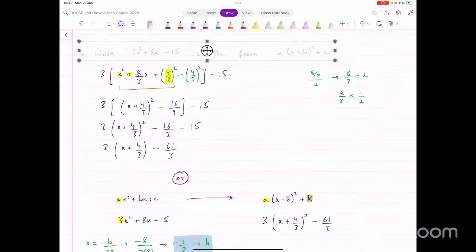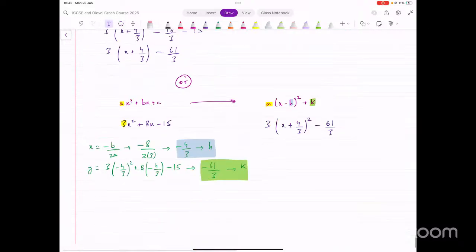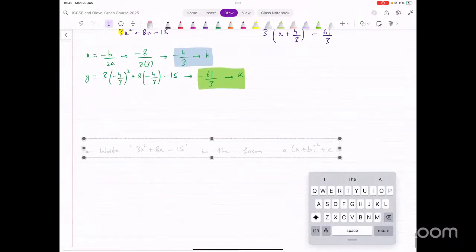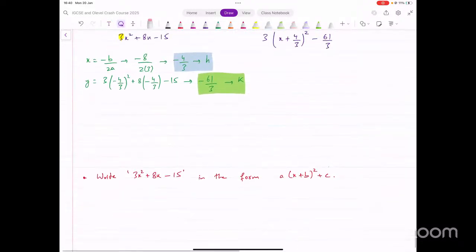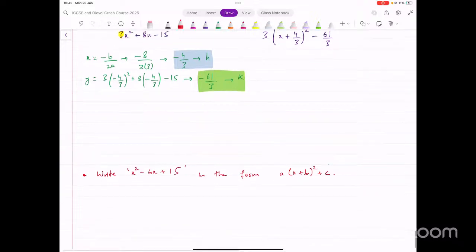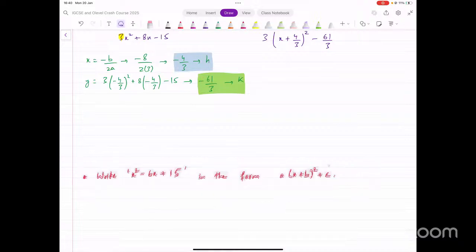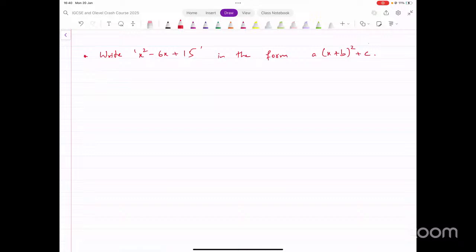Now, sometimes you don't have any coefficient of x squared outside. So for instance, you might have a form like this: x squared minus 6x plus 15. What if you have an expression like this? Now there's no coefficient of x squared. That actually makes things simpler because now you don't have to take anything common outside.